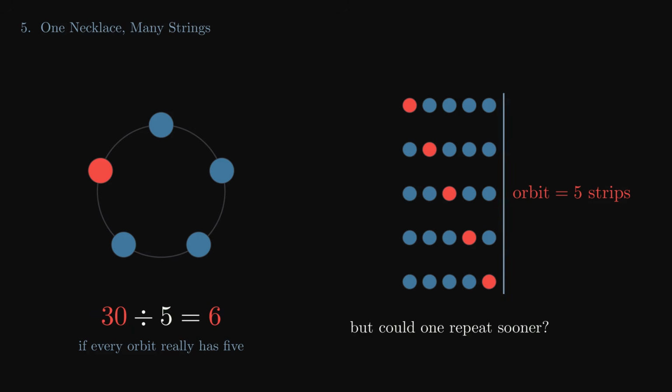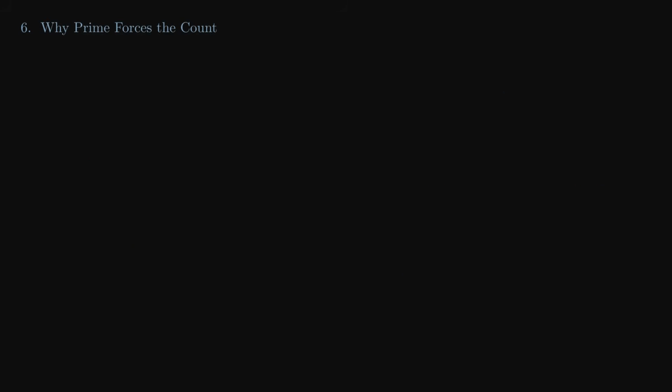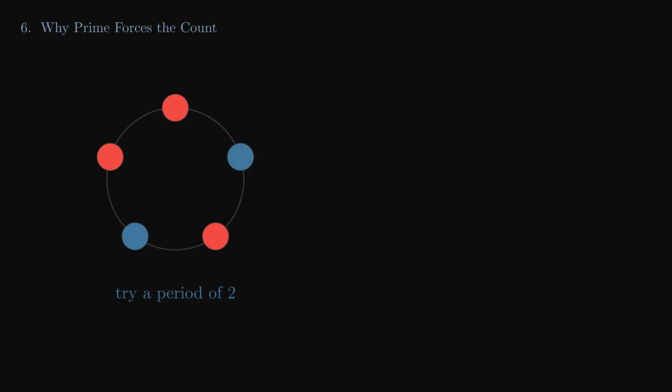Why couldn't a necklace repeat sooner? Here is the heart of the whole argument, and it is worth going slowly. Suppose spinning a necklace brought it back to itself before a full turn, say after just 2 of the 5 clicks. Then the pattern of beads would have to repeat every 2 positions around the ring. But 2 does not divide 5 evenly. A pattern that repeats every 2 beads cannot close up neatly on a ring of 5, unless the repeating block is a single bead, meaning every bead is the same color. And that is a plain necklace, which we already set aside.